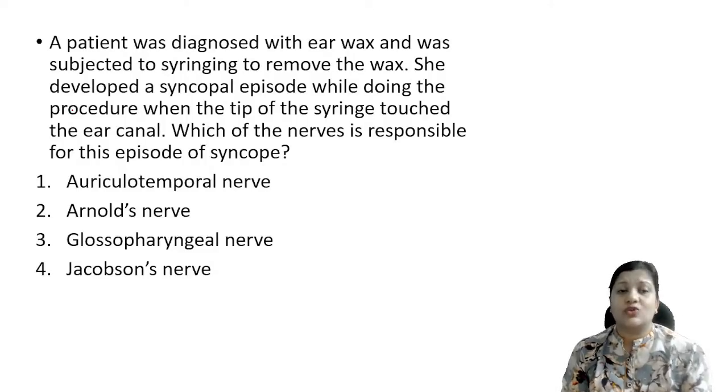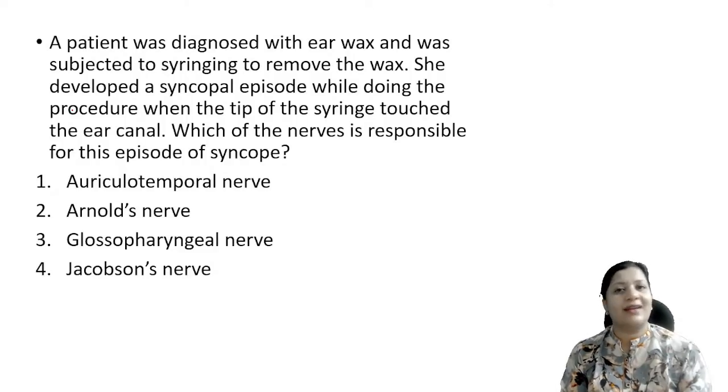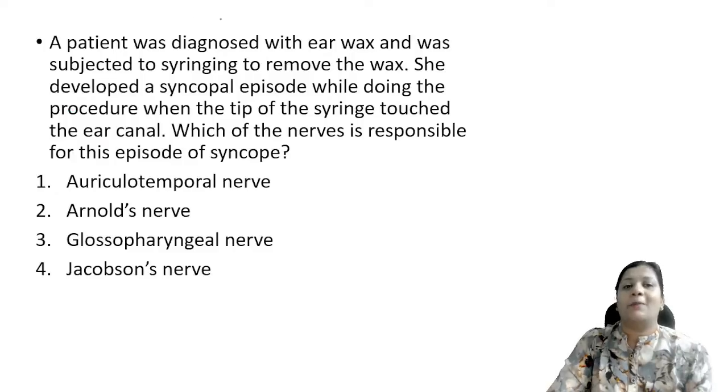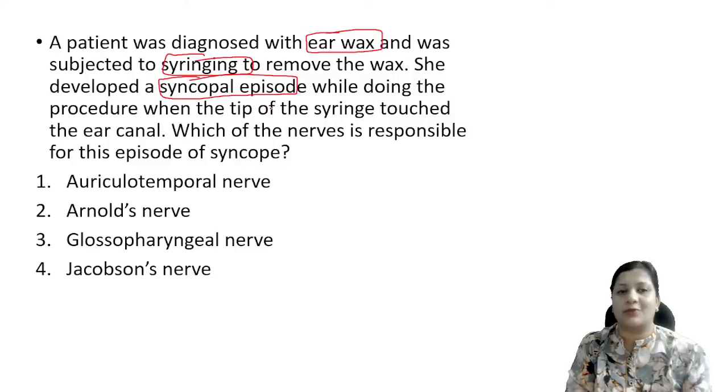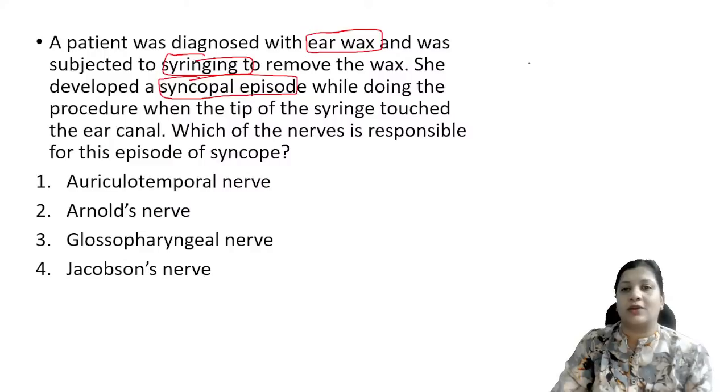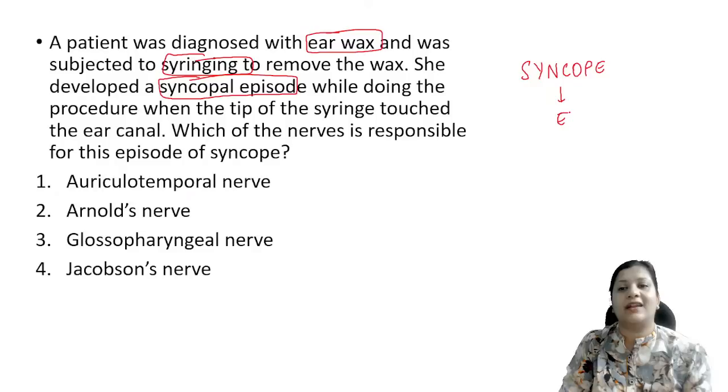The next is again a super easy question, asked 1,000 times, 1 lakh times, 1 million times. I'm sure till infinity this question has occurred again and again in the examination. I don't even feel like reading the question because I'm sure all of you will answer this in a jiffy. But still I will read. A patient was diagnosed with ear wax and was subjected to syringing, and she developed a syncopal episode while doing the procedure. When the tip of the syringe touched the external ear, which nerve is responsible for this episode of syncope? So when a syncopal reaction occurs in the external auditory canal, it occurs due to which nerve?